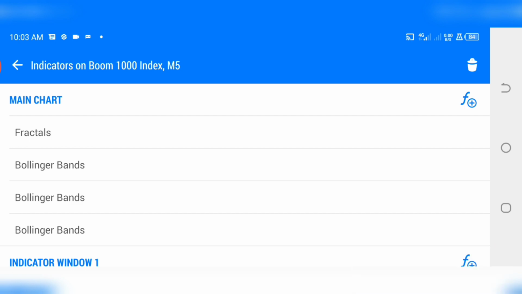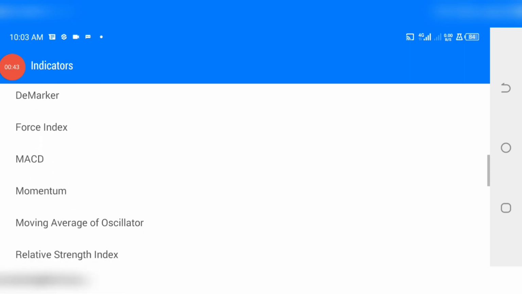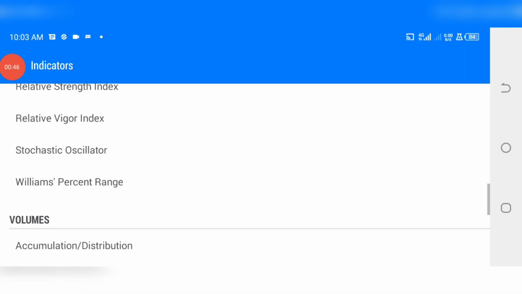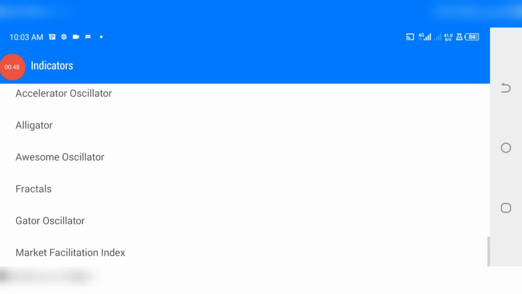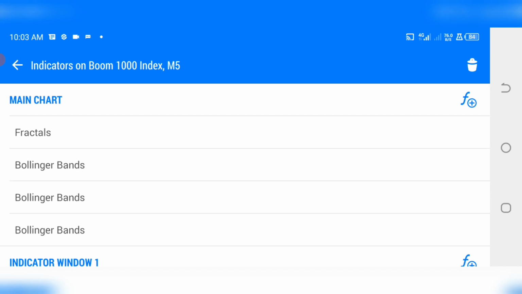We'll start by clicking on the F button. You just go to your chart, click on the F button. Then you click on your main charts and locate your fractals. These are your fractals. The setup for fractals is 4 pixel purple color. Once you're through, you click done.